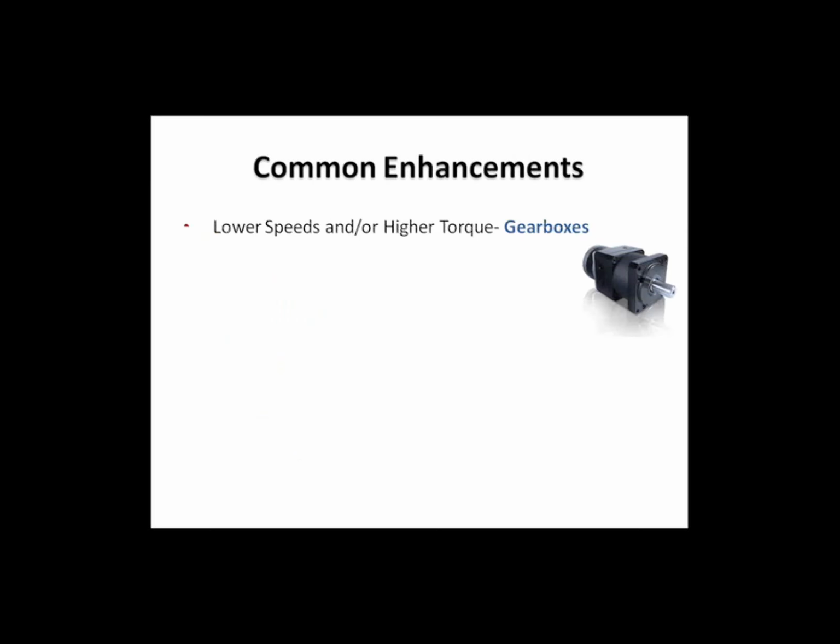Now let's take a look at some common enhancements. You can enhance your step motor by adding a gearbox to the front shaft of the motor. This would be needed if you need lower speeds or higher torque. This gearbox has gearing inside. For example, if it's a 5-to-1 gear ratio, that basically lowers your step motor speed by 5 times while also increasing the torque by about 5 times.